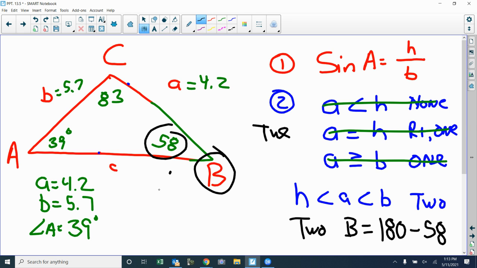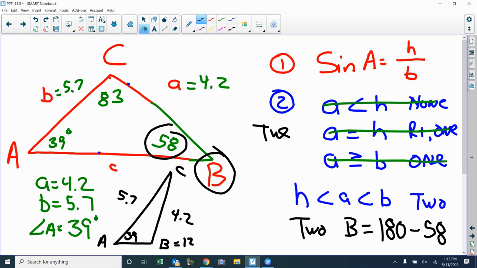Now, I'll try to sketch what it's going to look like. I know it's kind of small up there. This is your A, this is your new B, and you're going to have a new C. Across from your A is still 4.2. Across from your B is still 5.7. This is still 39. But angle B, the second one we just discovered, is 122. I can't quite fit it in there, so I'm going to put it right here.